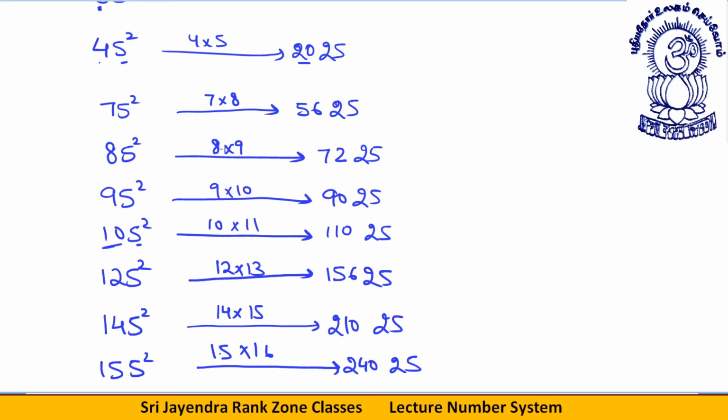Suppose I need 15 into 16. How will I do it? There is a very simple logic. 15 into 16 will be what? Just write the square of the smaller number and add the same number to it. 15 square plus 15. 225 plus 15 will give you 240. Okay, dear students, I hope so far things are clear to you. Copy them if you want to.